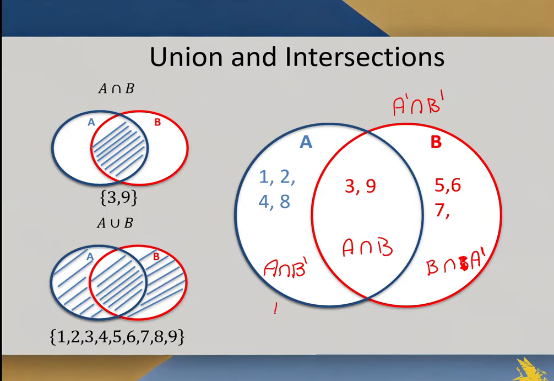If I just wanted the whole area of my Venn diagram, I could say A union B. So when the question says A intersect B, it's just referring to the numbers in the middle, which are 3 and 9. And when the question says A union B, it's saying every aspect of my Venn diagram: everything to do with A, everything to do with B, which is all my numbers: 1, 2, 3, 9, 4, 8, 5, 6, and 7.